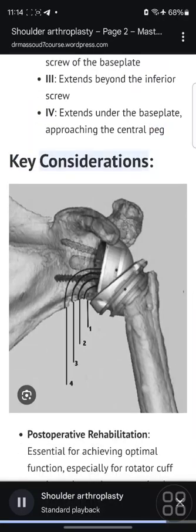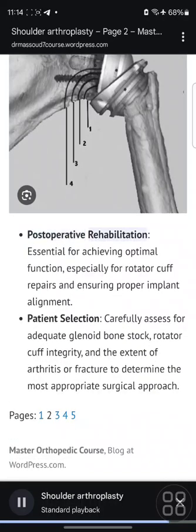Key considerations. Postoperative rehabilitation. Essential for achieving optimal function, especially for rotator cuff repairs and ensuring proper implant alignment. Patient selection. Carefully assess for adequate glenoid bone stock, rotator cuff integrity, and the extent of arthritis or fracture to determine the most appropriate surgical approach.